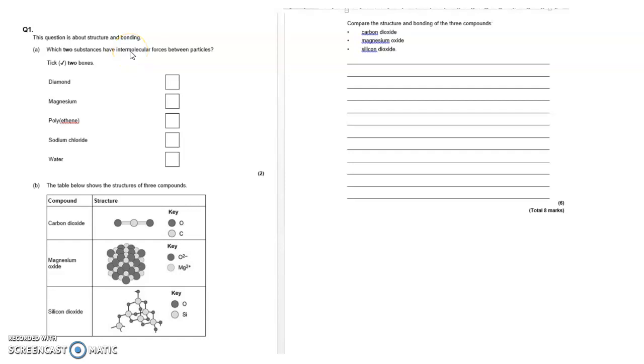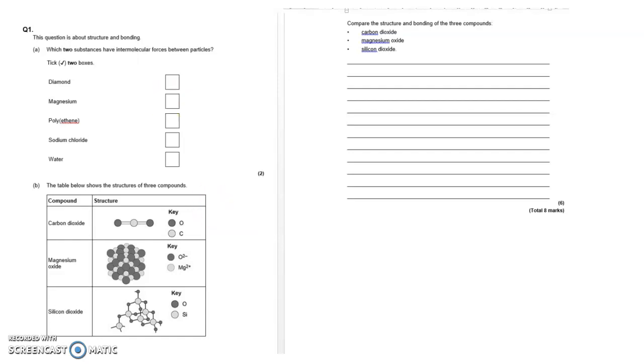Right folks, question 1a. The keyword here is intermolecular, between molecules, and you need to identify two substances that have them between their particles. So associate the word intermolecular with covalent compounds. There are 3 covalent compounds in this list of substances, and then think which of these have molecules that can attract each other, and choose 2.